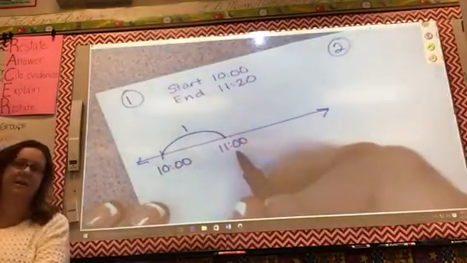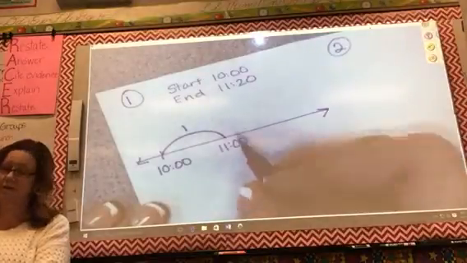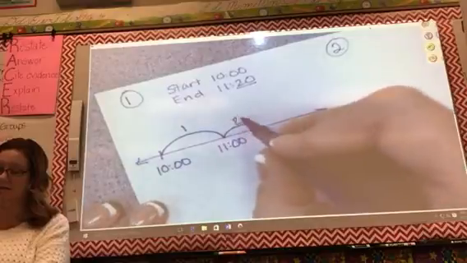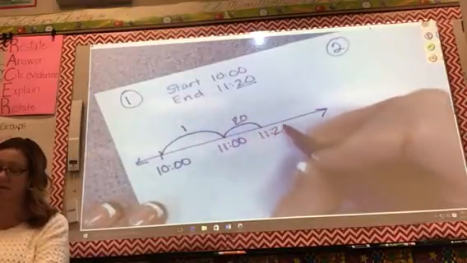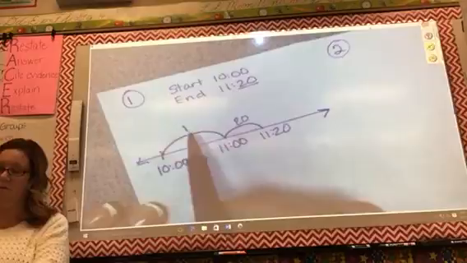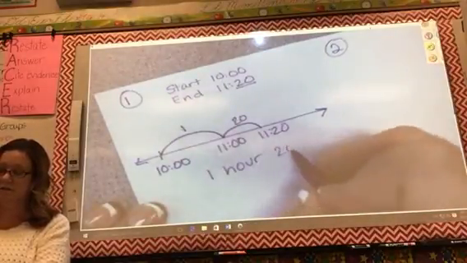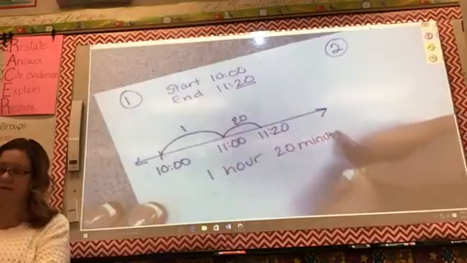Now, since we're on 11 o'clock, at the top of the hour, the easiest way is just to bump over 20 minutes, okay, to 11:20. So how much time has gone by? 1 hour, 20 minutes. Okay, and that's how we write it.